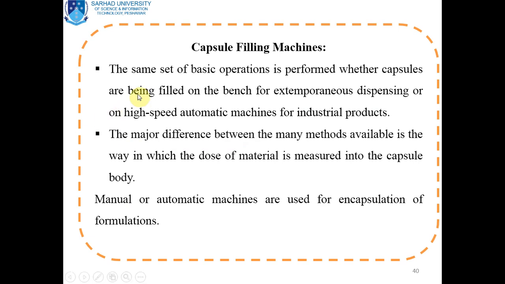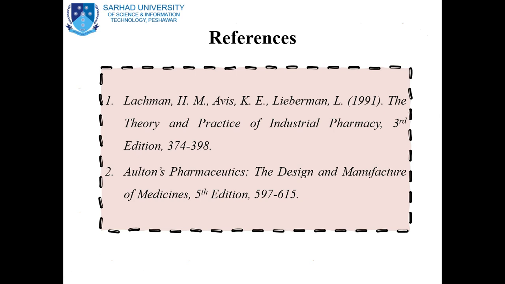Capsule filling machine. The same set of basic operations is performed whether capsules are being filled on the bench for extemporaneous dispensing or on a high-speed automatic machine for large scale, that is industrial, production. The major difference between the methods available is the way in which the dose of material is measured into the capsule body. Manual or automatic machines are used for encapsulation of formulation. Reference is consulted for this purpose.